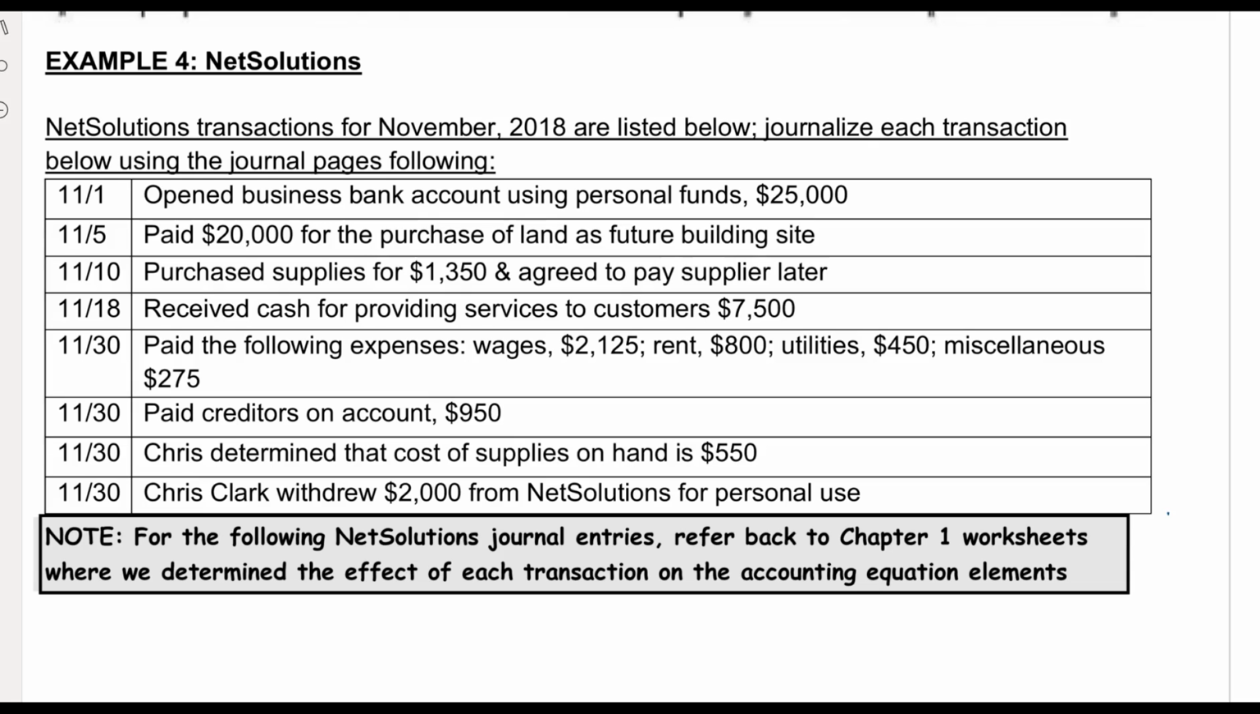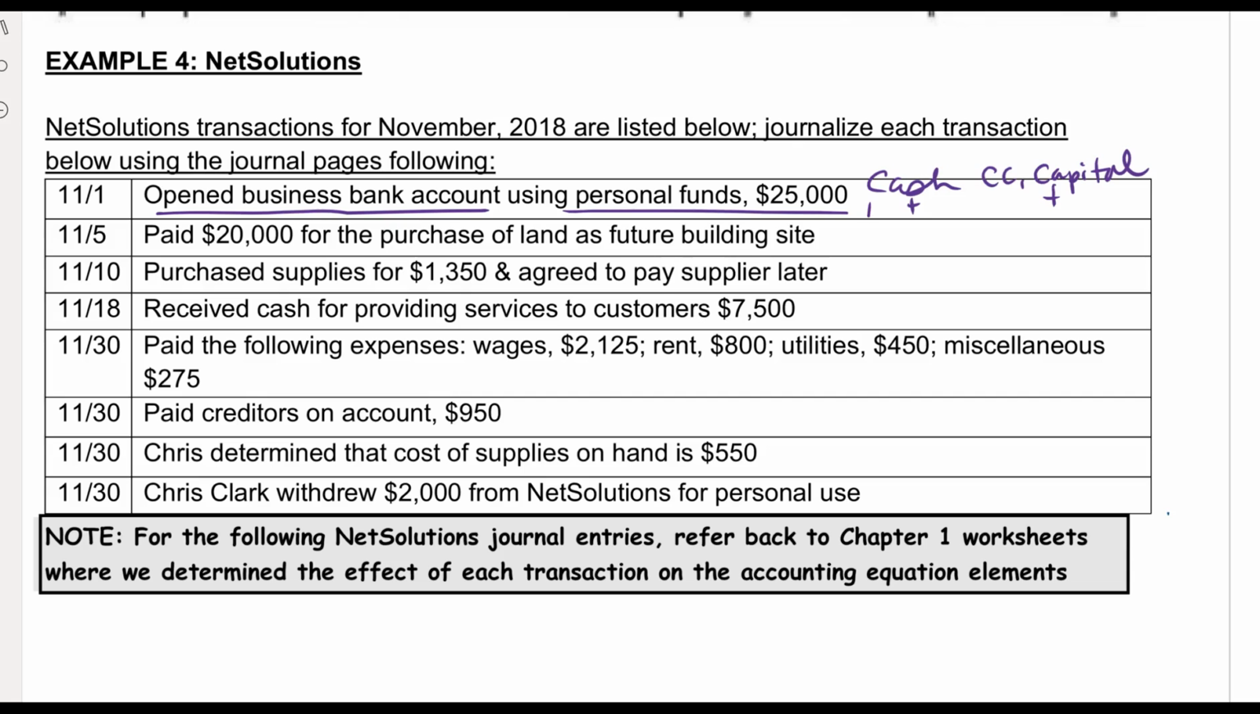So the first thing that happened was that Chris Clark opened a business bank account using his personal funds. So if you remember, obviously this part is going to be cash, but he's using personal funds. So when they do that, that is going to go to his capital account. So I'm going to abbreviate his name and just put capital for now. And the cash for the business is increasing because the balance in the beginning is zero, and then he's putting $25,000 in, so the cash balance is going up. That will also increase his capital as an investment.